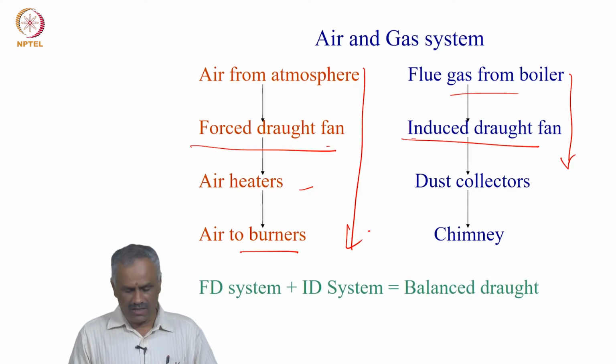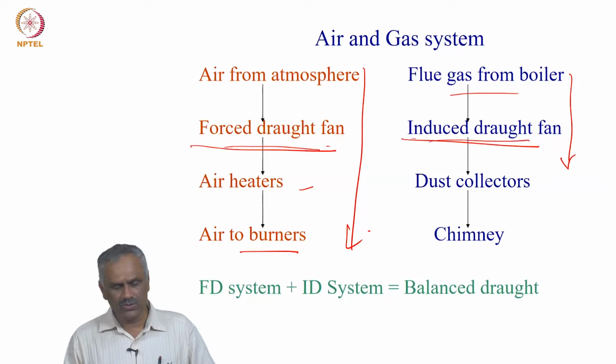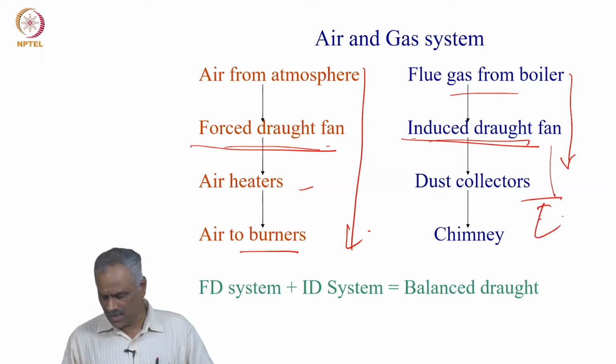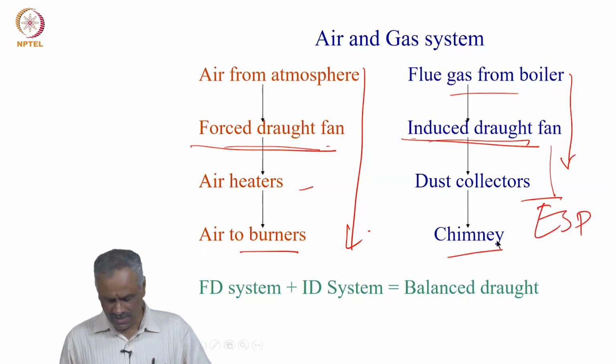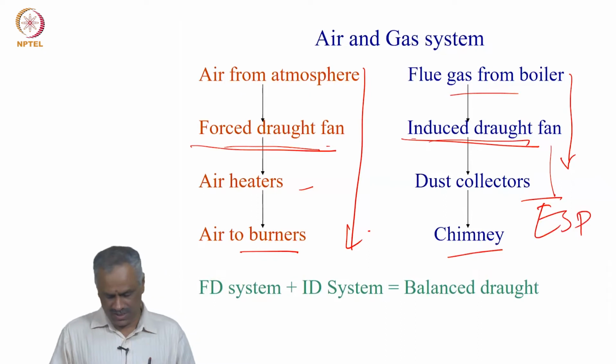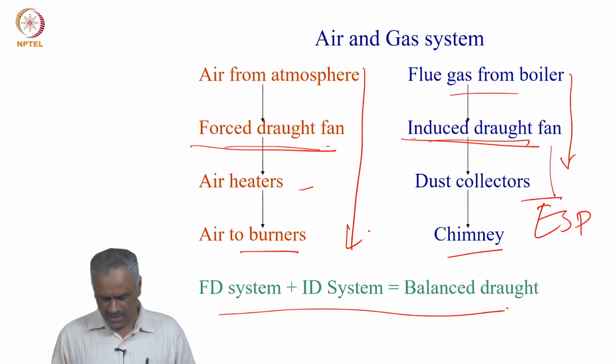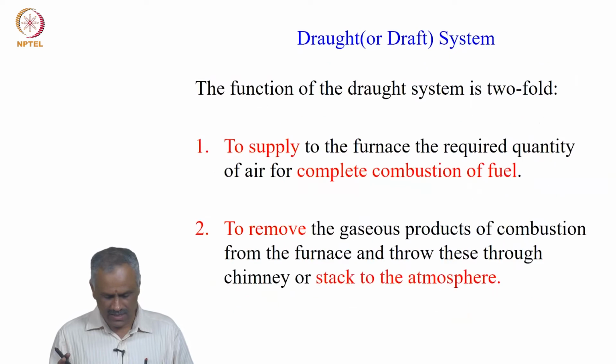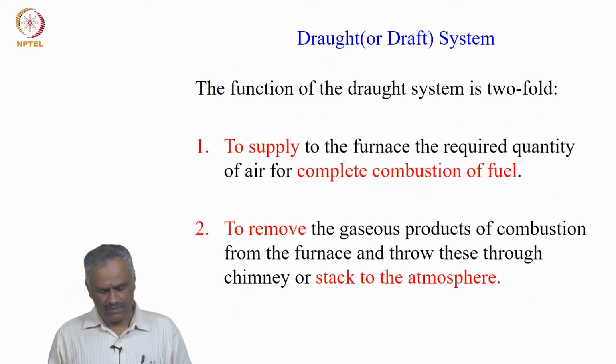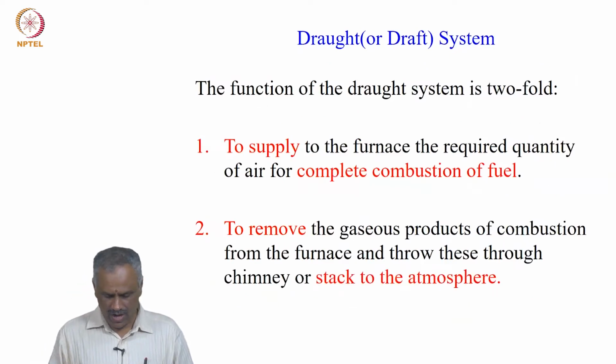Similarly here, the energy required for the forced draft fan is less compared to the induced draft fan, which handles corrosive flue gas at a higher temperature, and there is a possibility of leakage. Then this goes into the dust collectors, where ESPs are there, and is subsequently sent into the atmosphere through the chimney. This is called balanced draft. Last time I explained this; I am just repeating it to have a recap of the previous class.